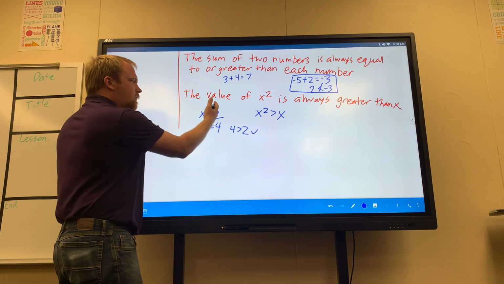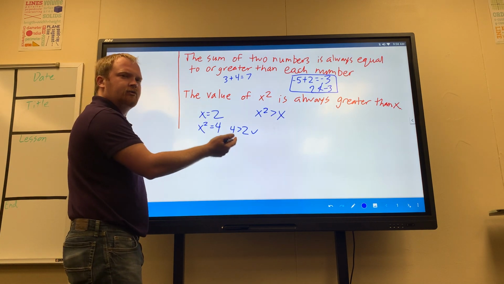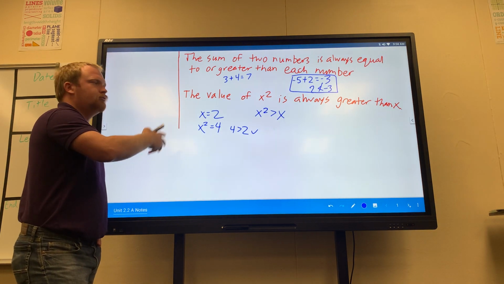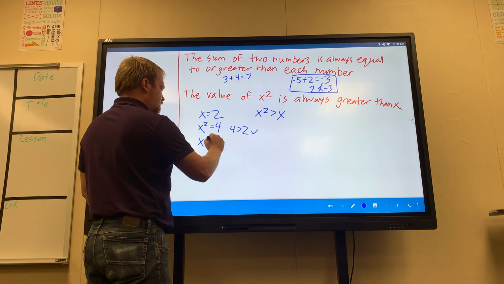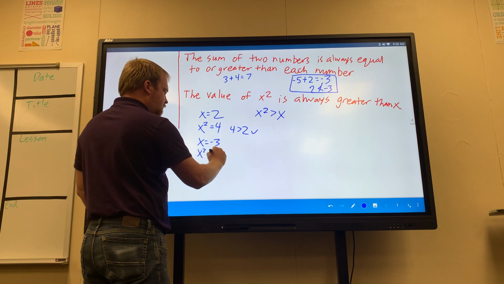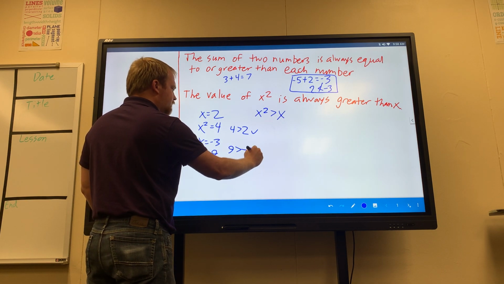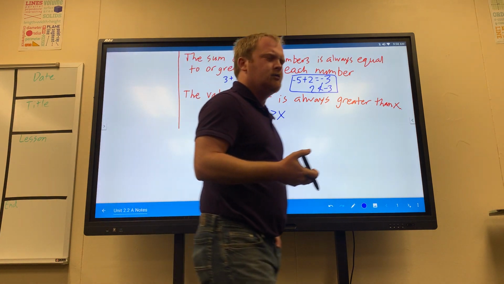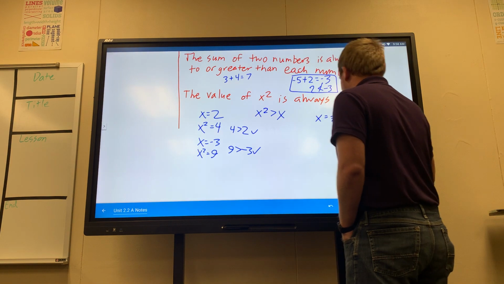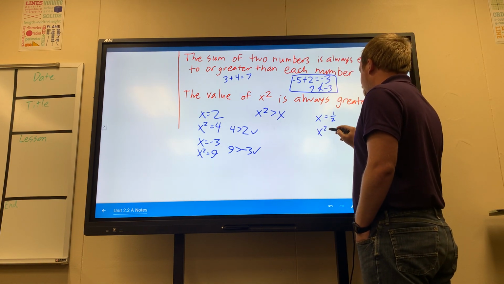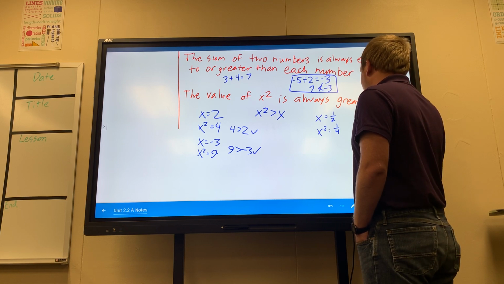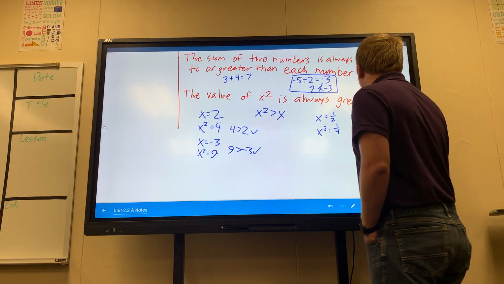9 is greater than 3. 4 squared is 16. 16 is greater than 4. But what if we try negative numbers, like x equals negative 3? x squared, in this case, is going to be positive 9. Well, 9 is greater than negative 3. But what about fractions, though? What if we even do a fraction? So let's say x equals 1/2. Well, x squared is basically 1/4. And 1/4 is not greater than a half.